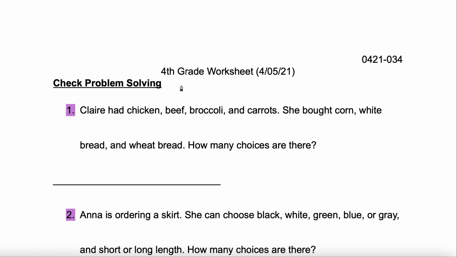Ashley. Today we'll be going over the lesson 34 fourth grade worksheet. Let's start with check problem solving.